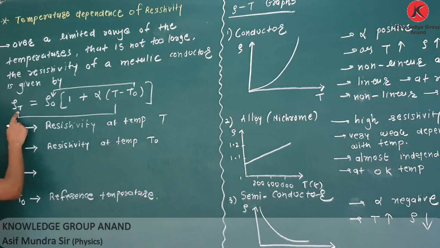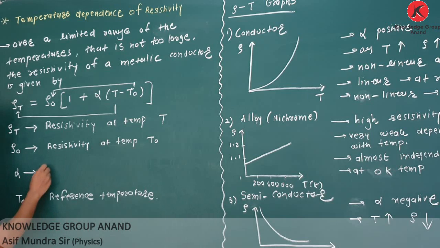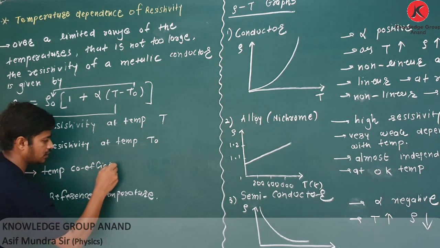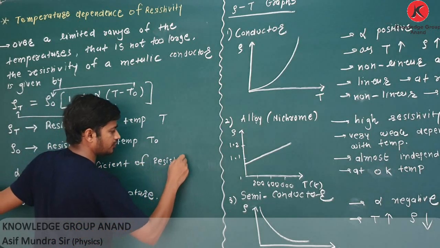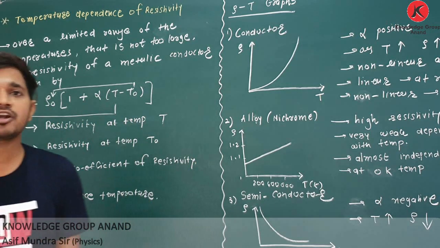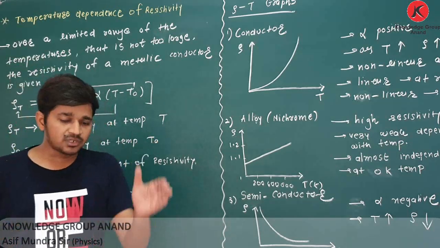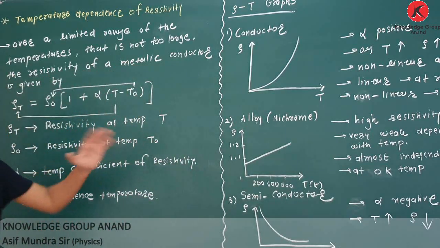Now, rho T is resistivity at temperature T, rho 0 is resistivity at temperature T0, and T0 is the reference temperature. What about alpha? Alpha is called the temperature coefficient of resistivity, and it depends on the material. Yes, in your textbook you are given one table for different materials, their resistivity and the value of the temperature coefficient of resistivity.